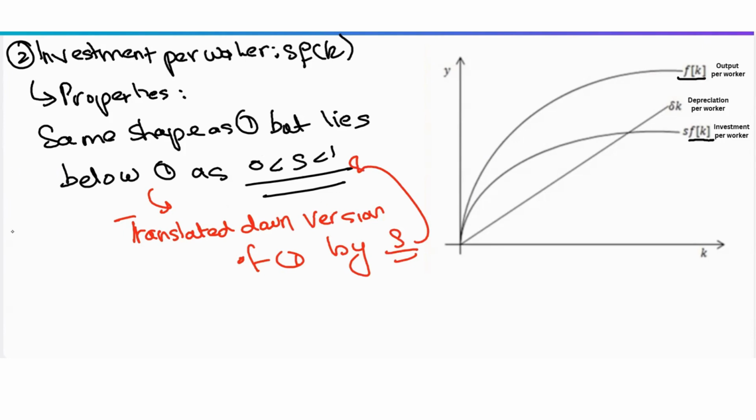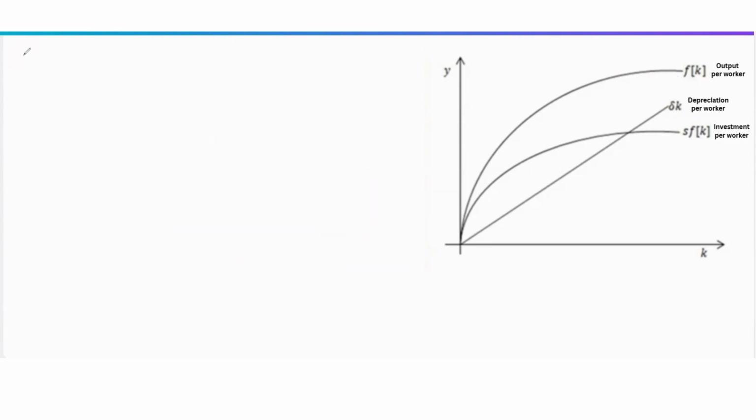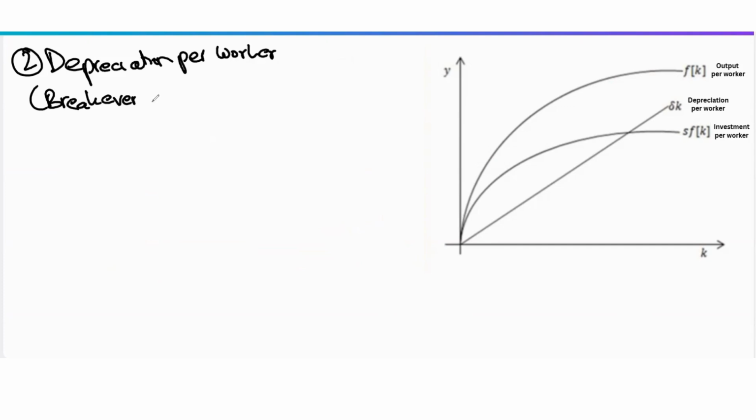Now the last curve that we have is the depreciation per worker curve. Depreciation per worker is also known as break-even investment per worker. This is the amount of investment per worker needed to keep capital per worker constant in the face of depreciation, because only over here depreciation will reduce the amount of capital per worker. Later we'll see there are other things also incorporated in break-even investment once we add population growth and technological progress. So this is break-even investment per worker, and this is delta small k, right?